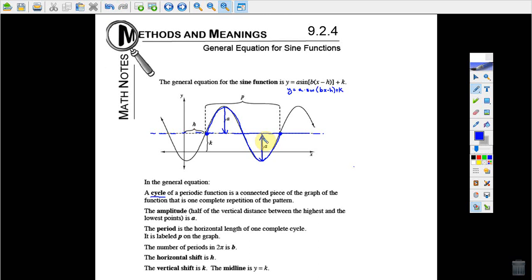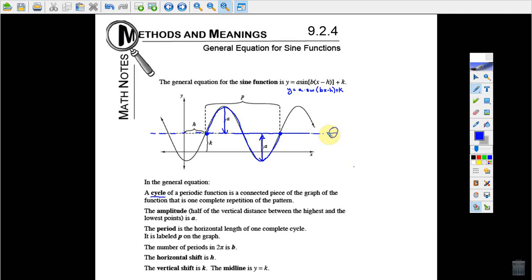Okay. The period is the horizontal length of one complete cycle, and it's labeled P on the graph. And we've talked about in class how we're going to use the word period in here, although in other applications, wavelength may be more appropriate for a description of a cycle length. In physics, if you're talking about an actual length being your x-axis, you use wavelength. If you're talking about time, you use period. And we're going to use period here as our theta. The number of periods in 2 pi is b.